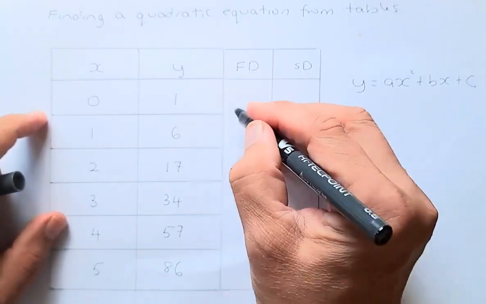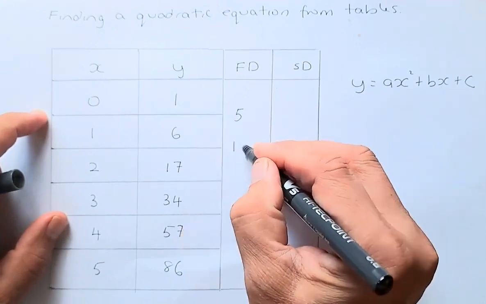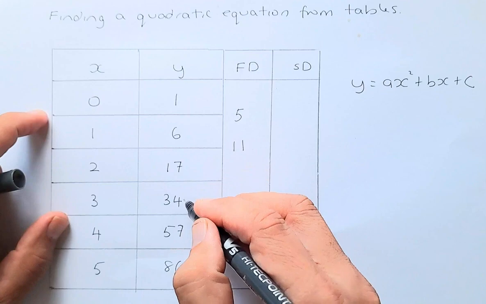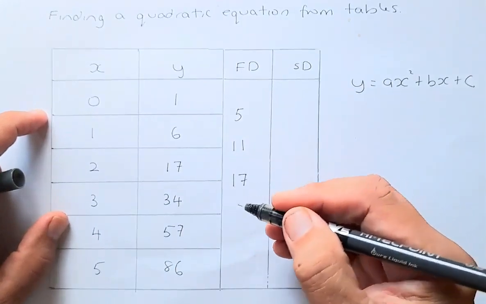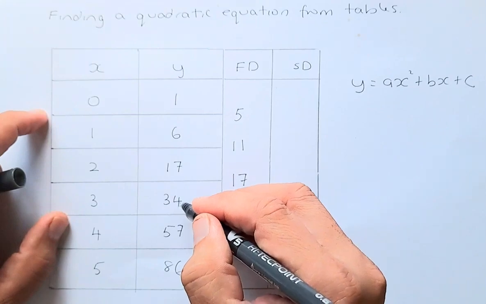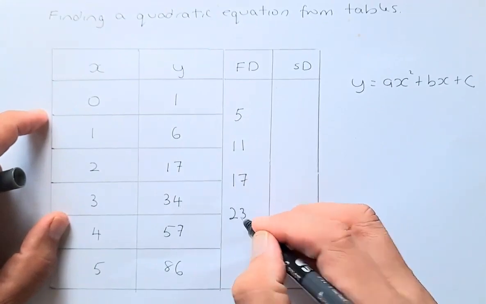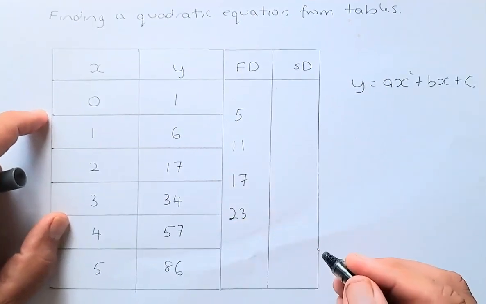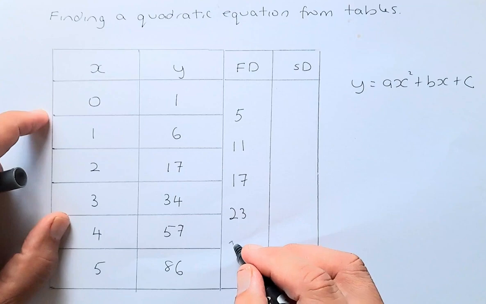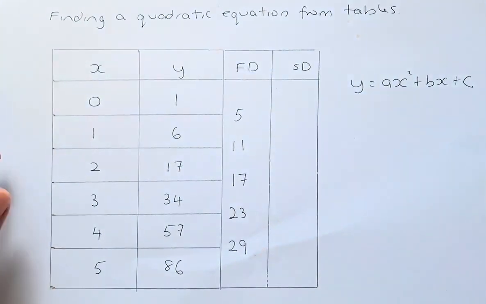So 1 and 6, the difference is 5. 6 and 17, the difference is 11. 17 and 34, the difference is 17. Then 34 and 57, the difference is 23. And last but not least, 57 and 86, the difference is 29. So the first thing we need to do is find the difference in y for the first difference.